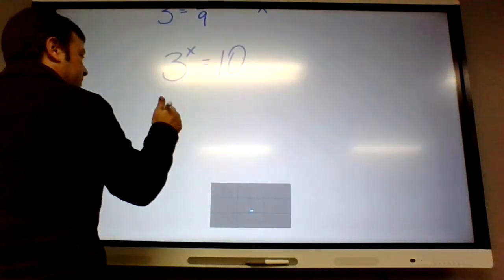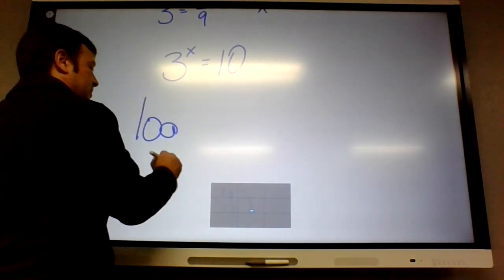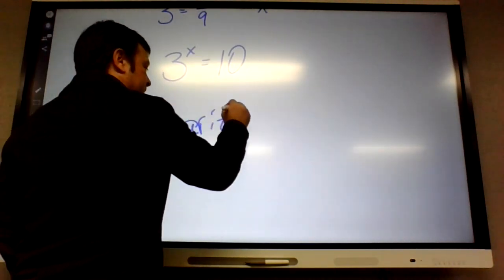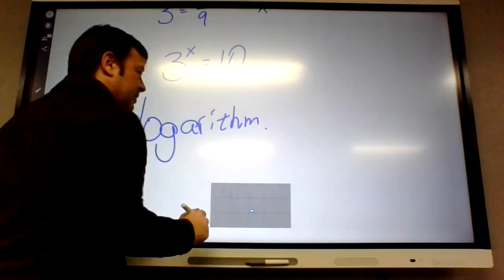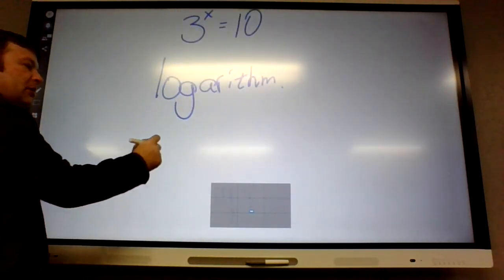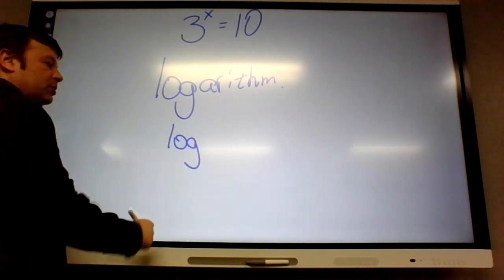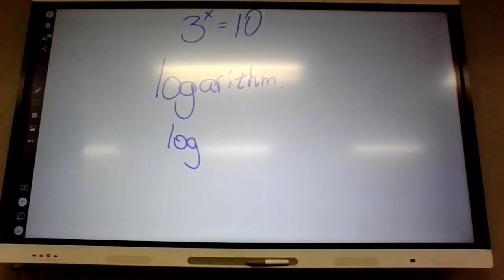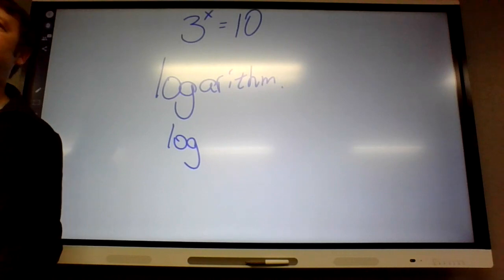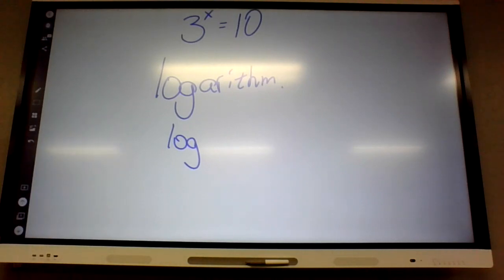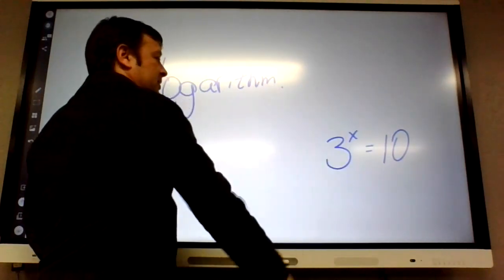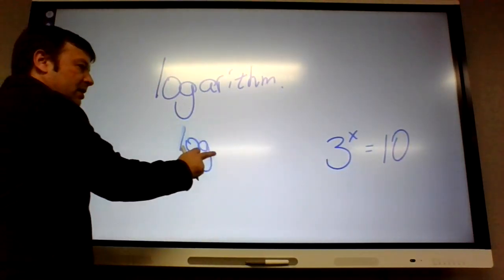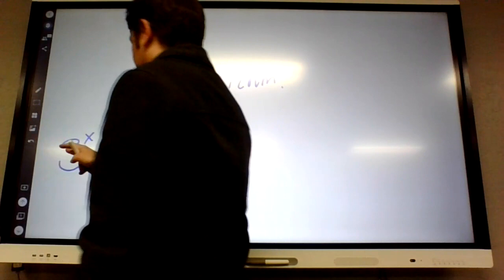Well, there's a button on the calculator. It's called the logarithm function, or log for short. And it can help us find these missing weird exponents. So it's used to solve exponential equations just like this one, 3 to the x equals 10. Here's how it works.